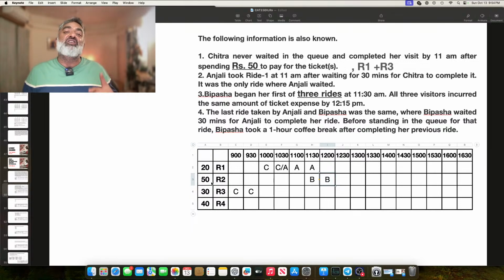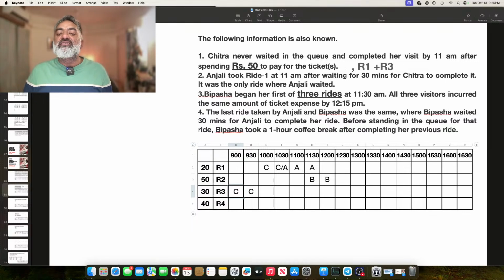I also know Bipasha by 12:15 has taken only one ride. So she has bought only one ticket worth 50 rupees. So this gave me this confirmation. That means also, staying with the same piece of information, a lot of deductions are happening here, right? A has spent 50 rupees as well. I can see A has spent 20 rupees for R1. To make it 50, I know I have to go to the R3 story only.